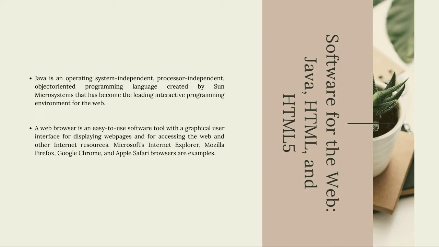Java software is designed to run on any computer or computing device, regardless of the specific microprocessor or operating system the device uses. A web browser is an easy-to-use software tool with a graphical user interface for displaying web pages and for accessing the web and other internet resources. Microsoft Internet Explorer, Mozilla Firefox, Google Chrome, and Apple Safari browsers are examples. At the enterprise level, Java is being used for more complex e-commerce and e-business applications that require communication with an organization's back-end transaction processing system.